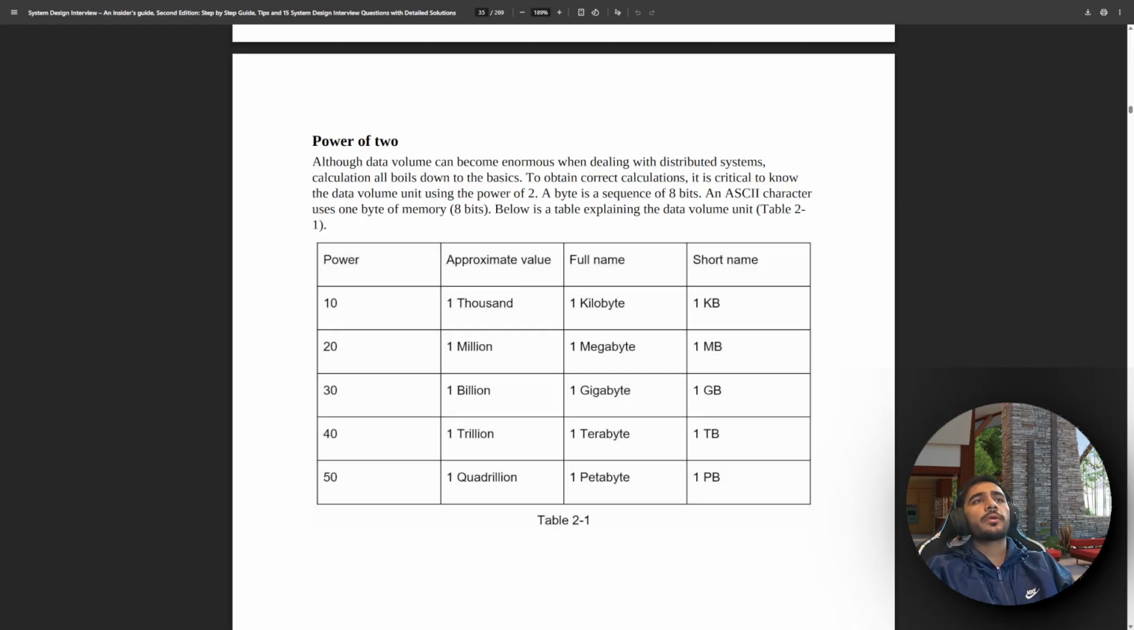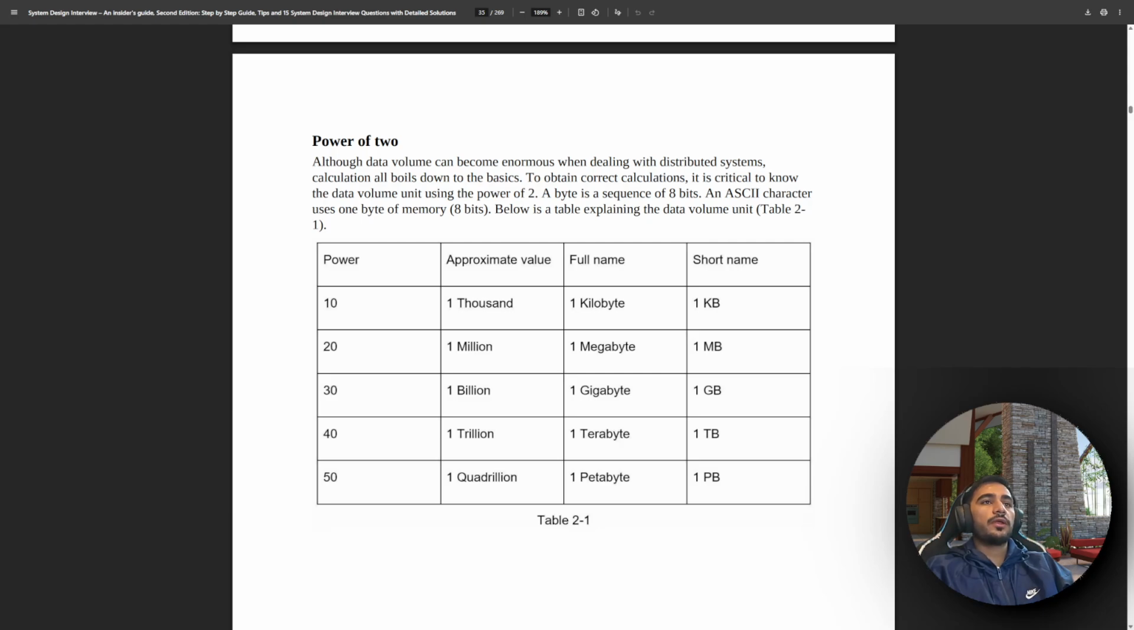Although data volume can become enormous when dealing with distributed systems, calculation all boils down to the basics. To obtain correct calculations, it is critical to know the data volume unit using the power of 2. A byte is a sequence of 8 bits. An ASCII character uses 1 byte of memory. Below is a table explaining the data volume unit.